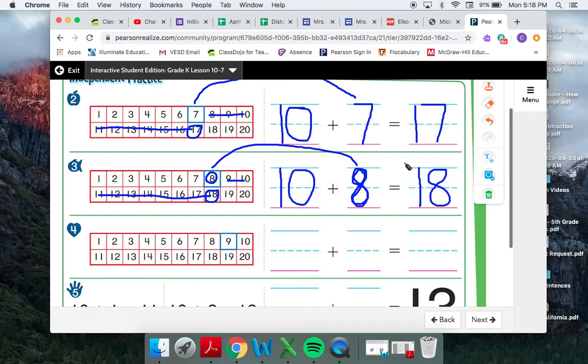And I forgot to actually have your kiddo go back and read your part, whole. So we're going to be going 10 plus 7 equals 17, part, whole. 10 plus 8 equals 18, part, whole.